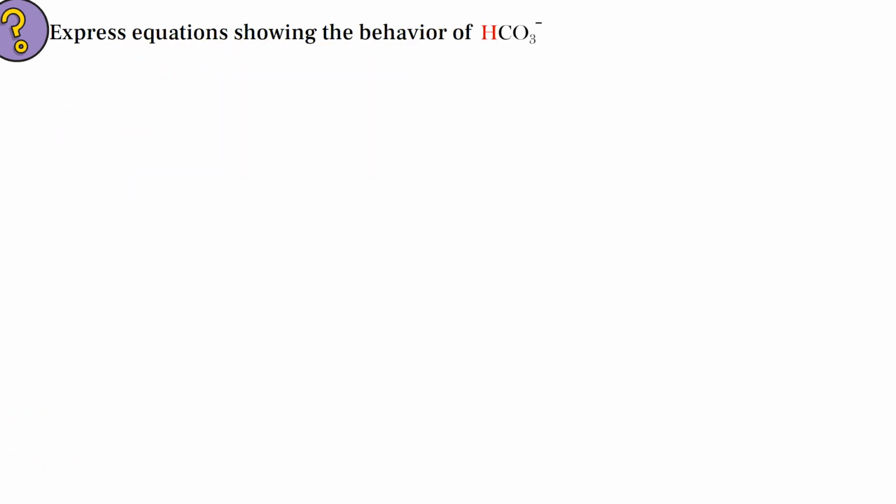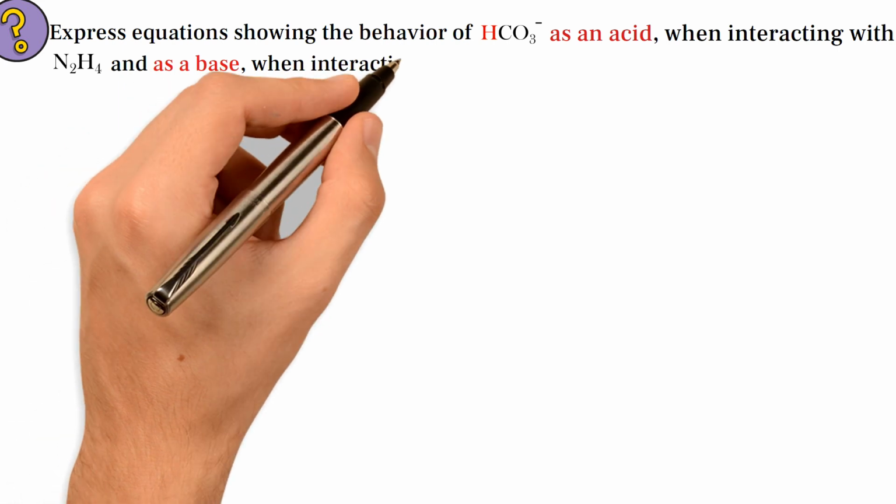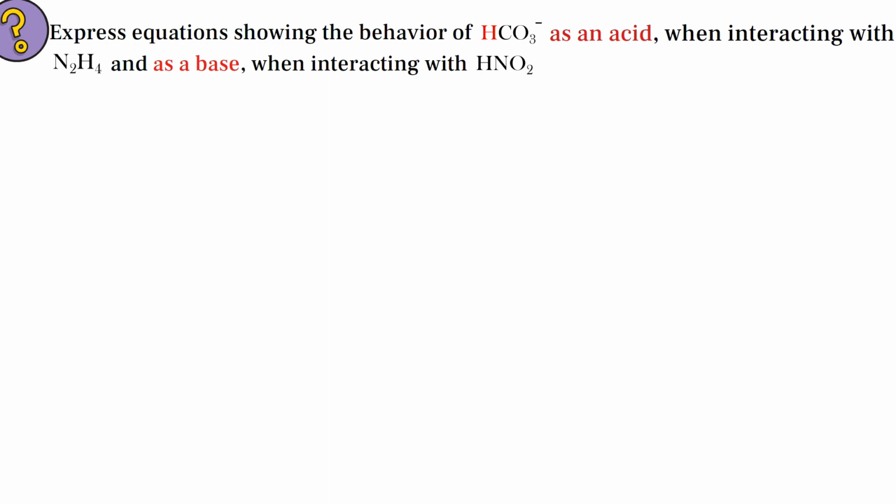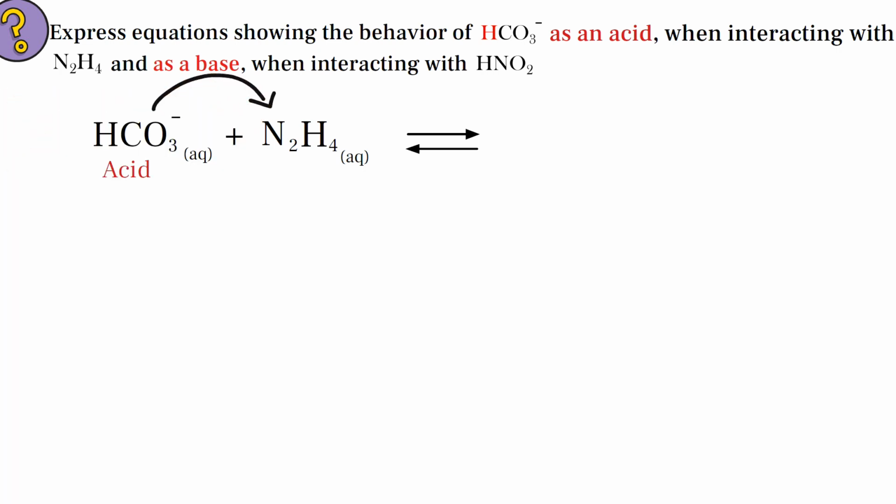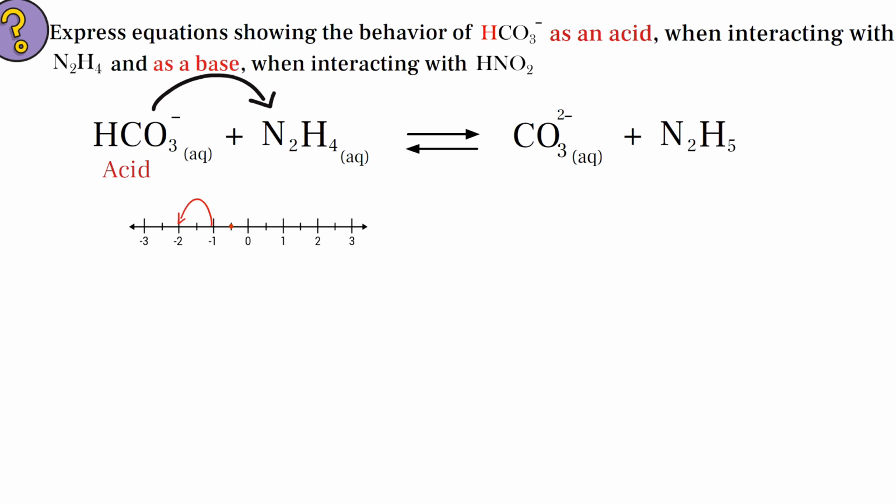Another exercise requires us to write equations showing the behavior of HCO3 minus as an acid when interacting with N2H4 and as a base when interacting with HNO2. When HCO3 minus reacts with N2H4, it will behave like an acid, so it will donate a proton and become CO3. Its charge will decrease, and as we see, it will acquire a charge of -2. N2H4 is the base in this reaction, so it will accept a proton and become N2H5. Thus, its charge will increase, and it acquires a charge of +1.